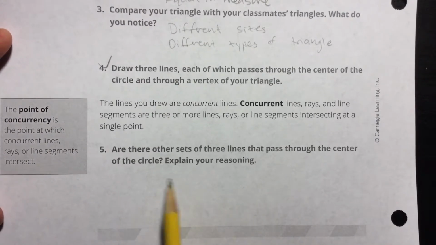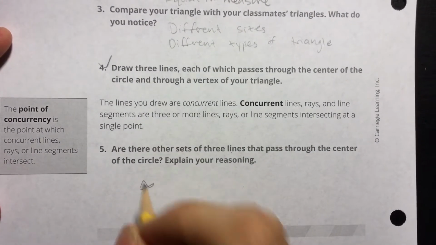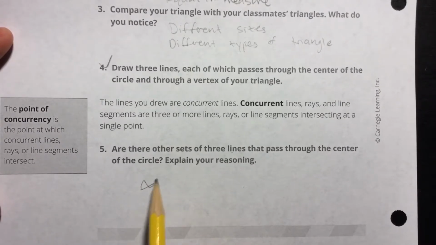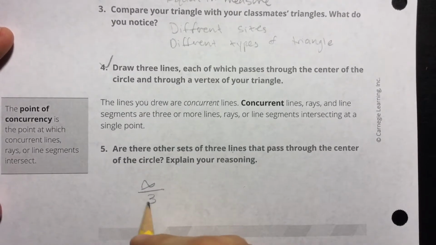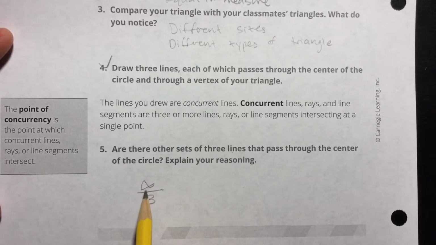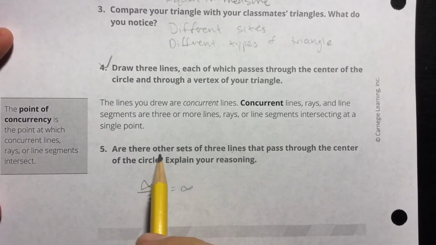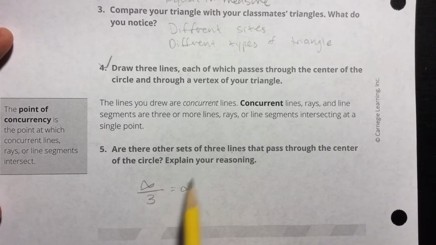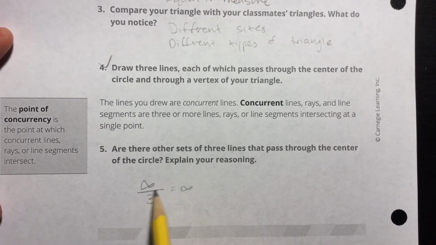So are there other sets of 3 lines that pass through the center of the circle? Well, I know that there are an infinite number of diameters that I can draw that pass through the center. So infinity divided by 3, well, infinity is not even a number, it's like a concept, right? It's so big that we can't really break it up. Dividing it by a finite number, like 3, infinity divided by 3 is still infinity. So there are an infinite number of sets of 3 lines that would pass through the center of the circle. And the reasoning would look something like this: there's an infinite number of diameters you can draw, and we're looking for sets of 3. That's still an infinite number of sets of 3.